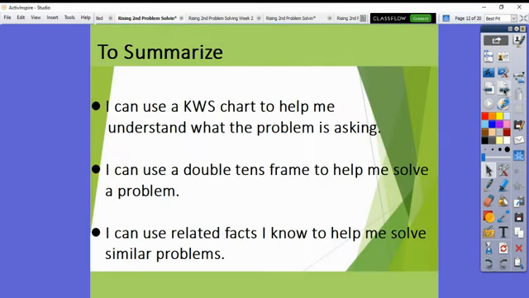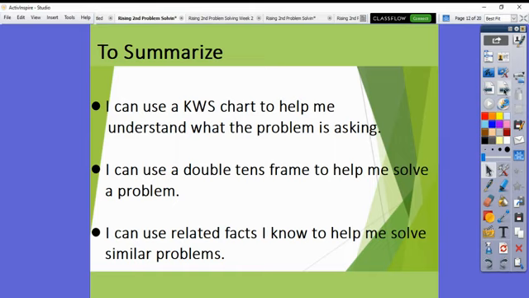All right, so let's summarize what we've done in this mini lesson. I modeled for you how you could use a KWS chart to help you understand what the problem is asking. I also modeled for you how you might use a double tens frame to help you solve a problem. And then I also showed you how I used a related fact that I knew to help me solve a similar problem.